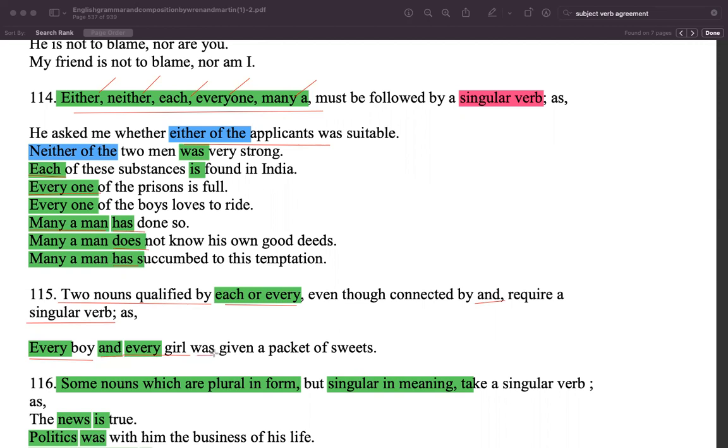Was given a packet of sweets. It means it does not talk about plural, right? It tells about the singular. It says every boy and every girl was given, right? If it is written all the boys, then it will be plural. But as it is stated every boy and every girl, then it is supposed to be used in singular form.